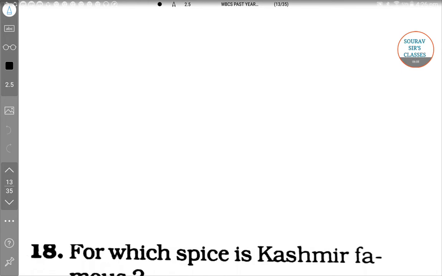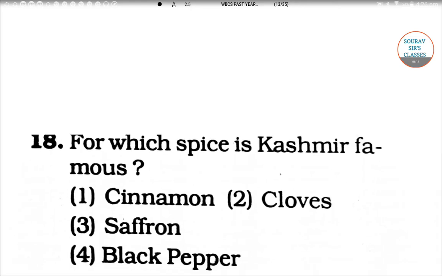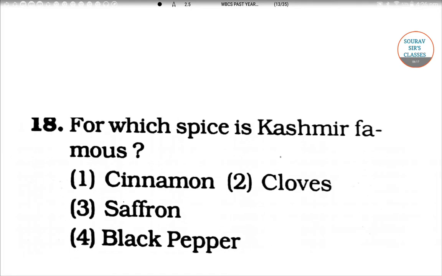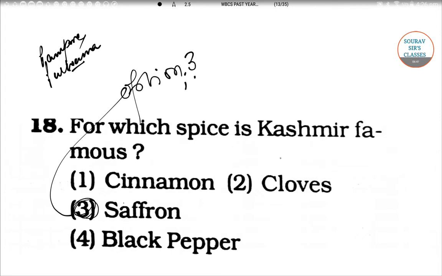The next question is, for which spice is Kashmir famous? The options are cinnamon, cloves, saffron, or black pepper. The state of Jammu and Kashmir tops the list of saffron growing states in India. Pampore in Pulwama district is famous for the finest quality of saffron. Iran, Spain, India and Greece are the leading producers of saffron in the world. So saffron is the correct option, that is option 3. So you can write option 3 is correct. Let's move to next question.